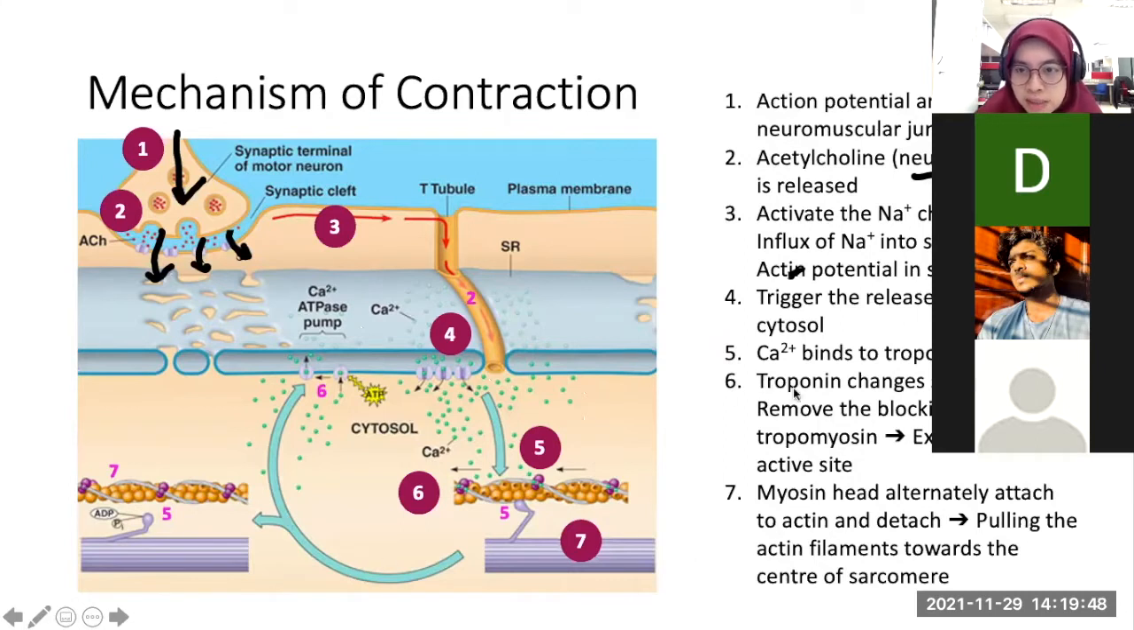Up until point number 5 is the initial start of muscle contraction, and from point number 6 onwards we will look into detail in the next slides.